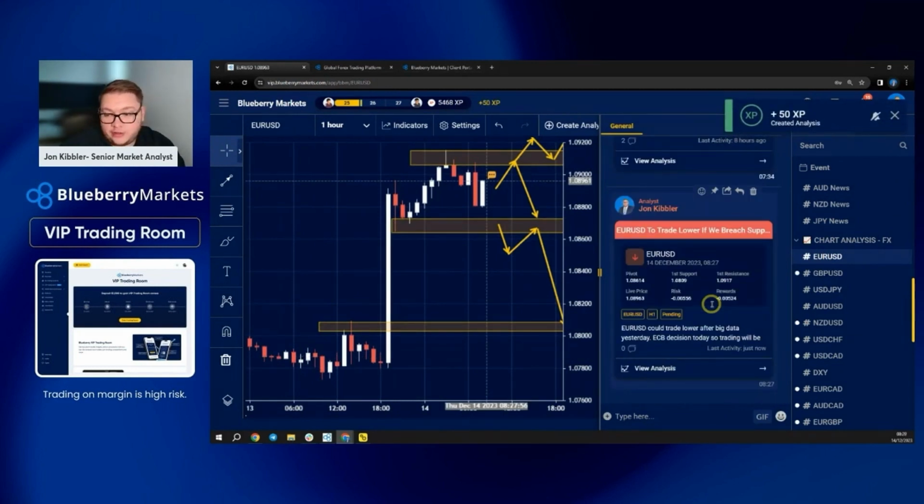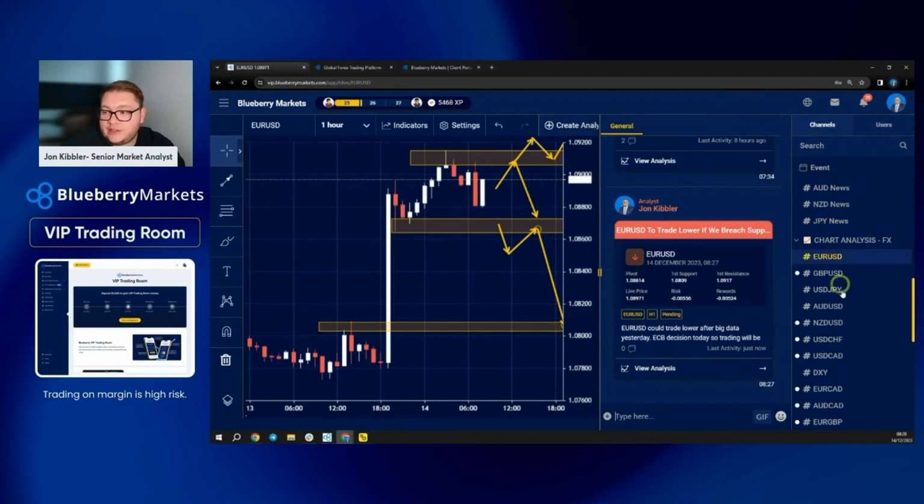Now, anybody can come and comment on that. Anybody can give some feedback on that. They can just come and click view analysis. They can type some questions, react to it, add a GIF if they really want to, and all of the above. They can do that in that little section there. And there's lots to choose from.